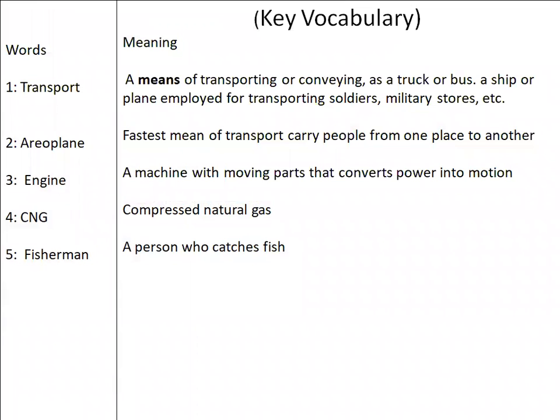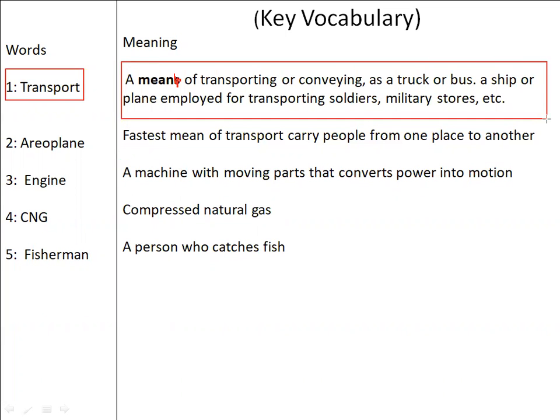Good day, students. We did our reading today, and next, this is your homework, and these are key vocabulary. You have to write these words and meanings in your notebook and share it with your teacher. Okay, this first one is transport. A means of transporting or conveying, as a truck or bus, a ship or plane employed for transporting soldiers, military stores, etc. It's called transport.